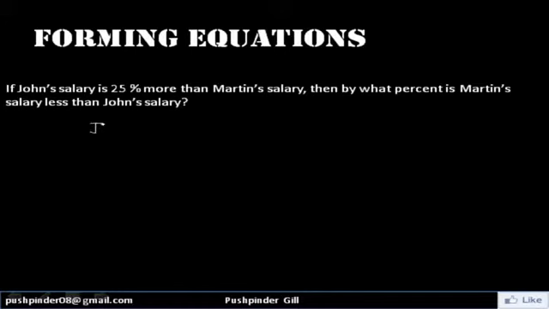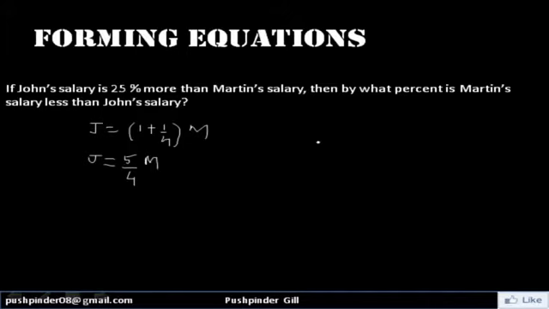John's salary is 25% more than Martin's salary. So John's salary is 1 plus, what is 25%? That is 1 by 4 of Martin's salary. Or I can say that John's salary is equal to 5 by 4 of Martin's salary.